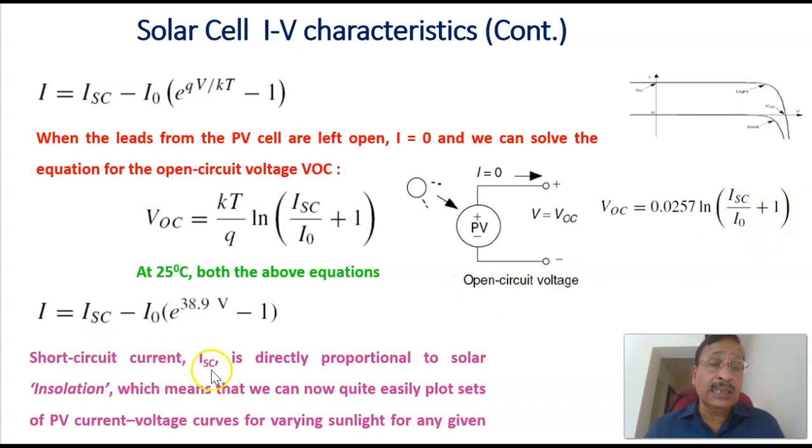The short circuit current ISC is directly proportional to the solar insolation. As solar insolation increases, the short circuit current increases, which means we can now easily plot sets of PV current-voltage curves for varying sunlight. As the sunlight varies, the short circuit current changes, and in each case you can plot the IV characteristics of the solar cell. This one is for a particular radiation. If the insolation is increased, the curve goes above, and again goes like this.